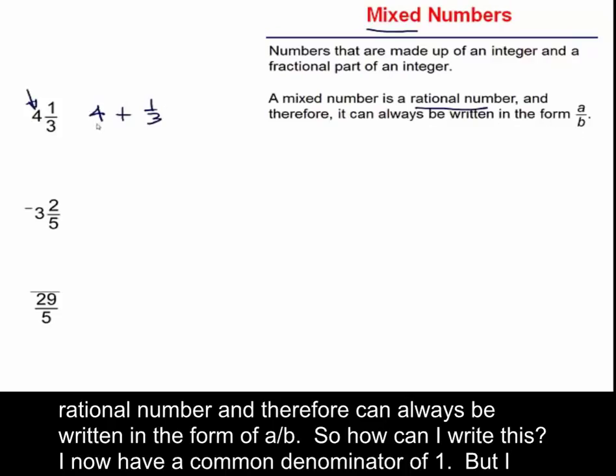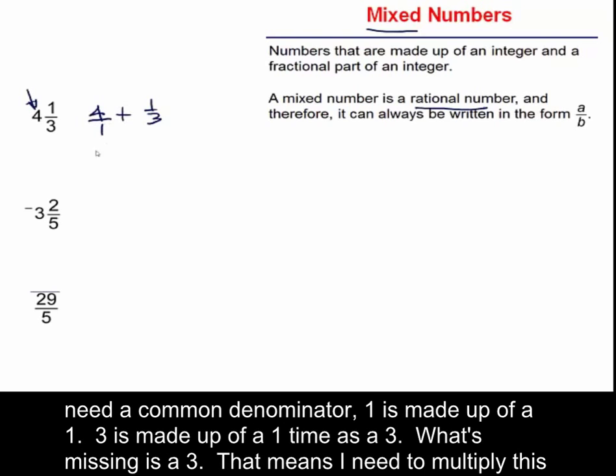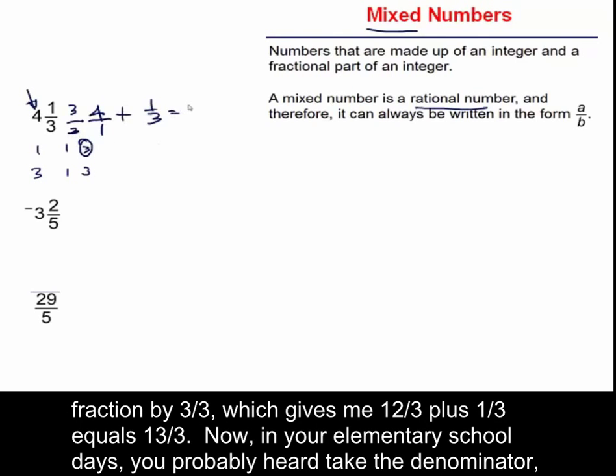So how can I write this? I now have a common denominator of 1, but I need a common denominator. 1 is made up of a 1. 3 is made up of a 1 times a 3. What's missing is a 3. That means I need to multiply this fraction by 3/3, which gives me 12 thirds plus 1/3 equals 13 thirds.